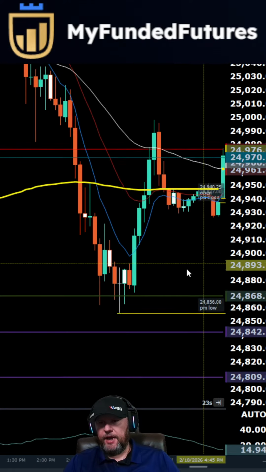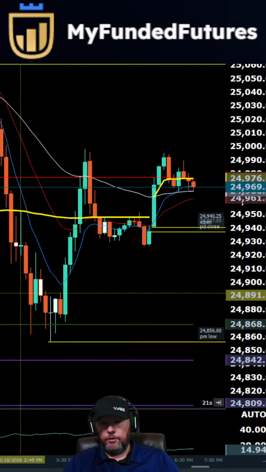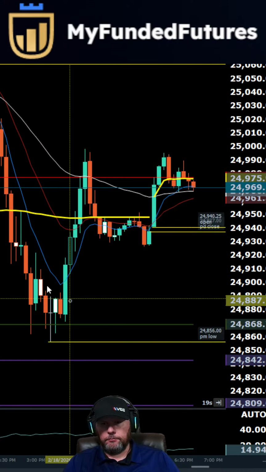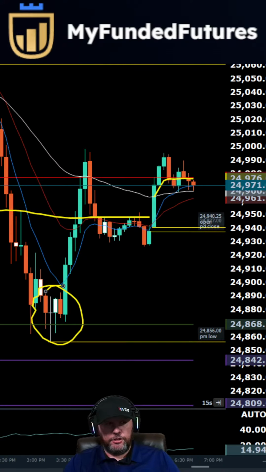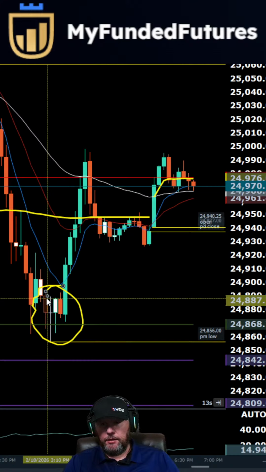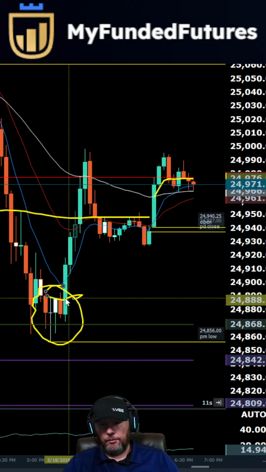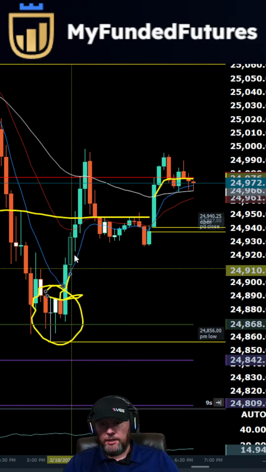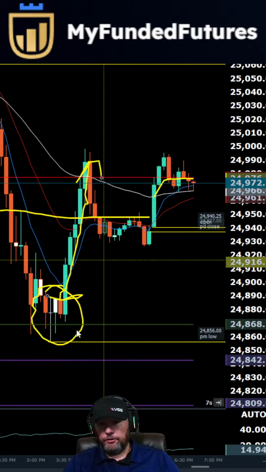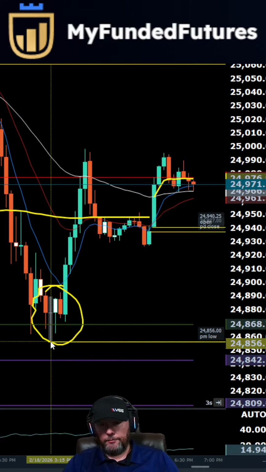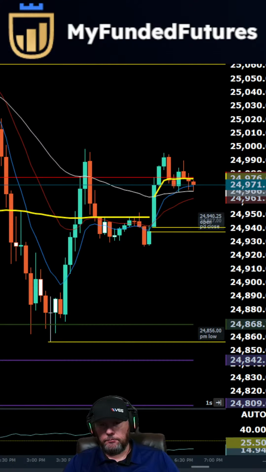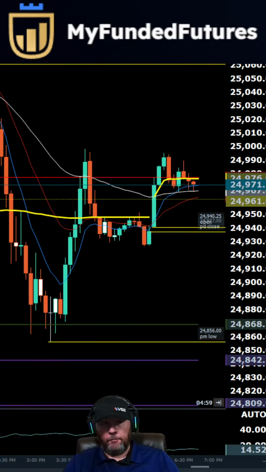So if we're on the 5 minute here, all you're looking for, let's just use this one down here at the low, for example, is an inside bar to print, and then we're looking for the break of the high or the low. So it broke the high, so your stop goes at the low. And you're looking for a 1-to-1 or whatever you want to target. So pretty simple. Break with the high, break with the low.